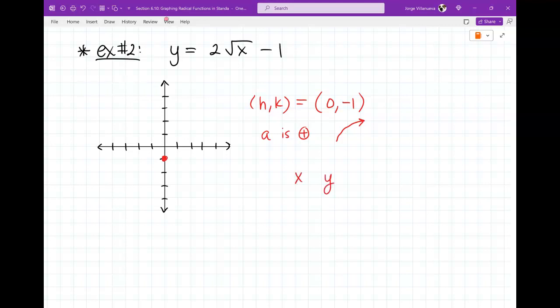Yeah, so let me make a little table. I'll pick a 1. If I pick a 1, what's the square root of 1? Well, that's 1. 1 times 2 is 2. 2 minus 1 is 1. So at 1, there's a point at 1. Give me another number to the right side that has a nice square root.